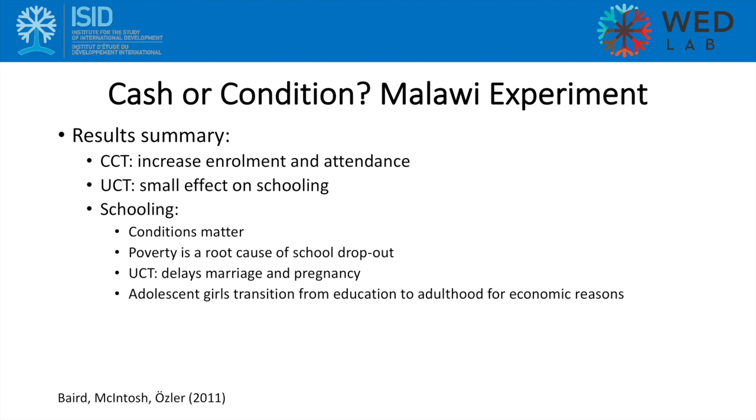Why? Well, this seems to be, at least in the case of Malawi, and perhaps this is a context-specific issue that's probably by no means restricted to Malawi, that adolescent girls seem to transition from education to adulthood for no other reasons than economic reasons.